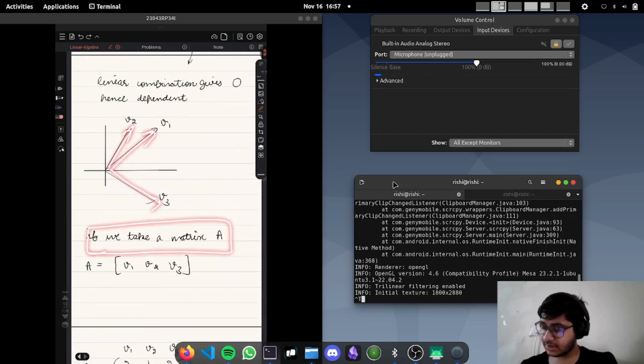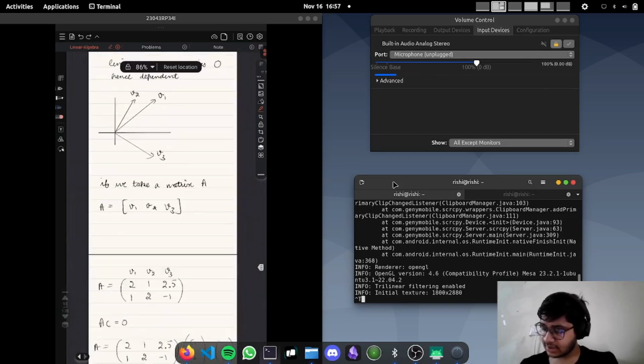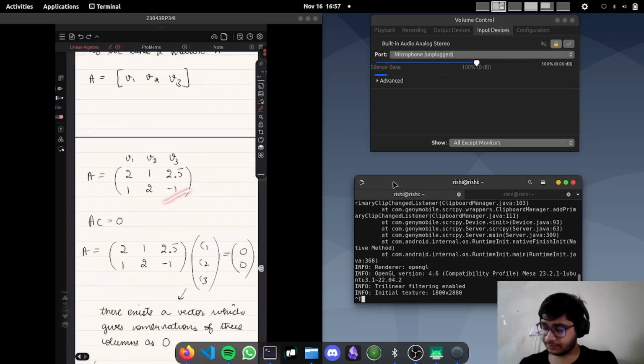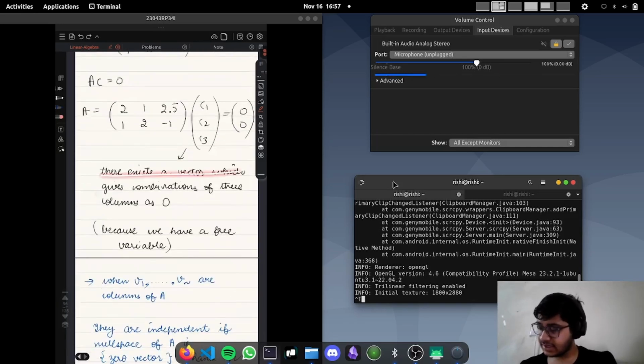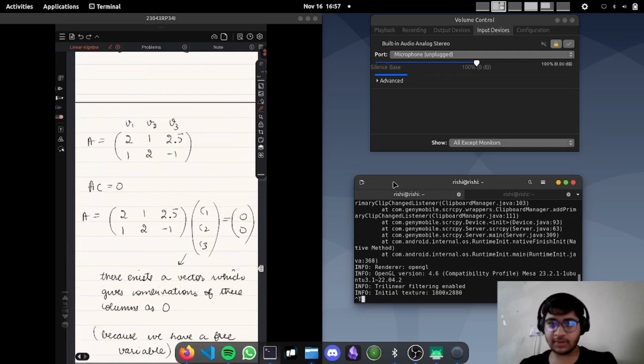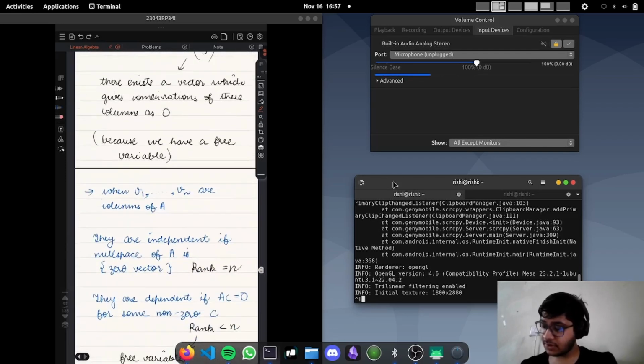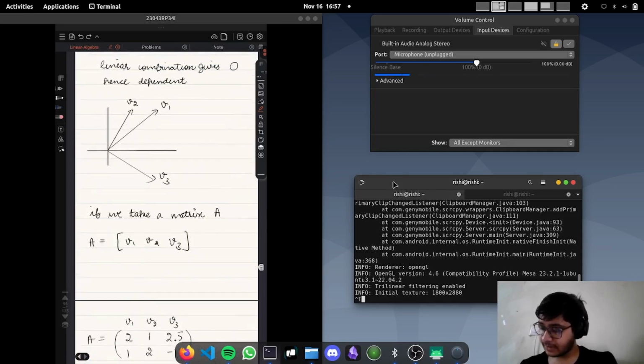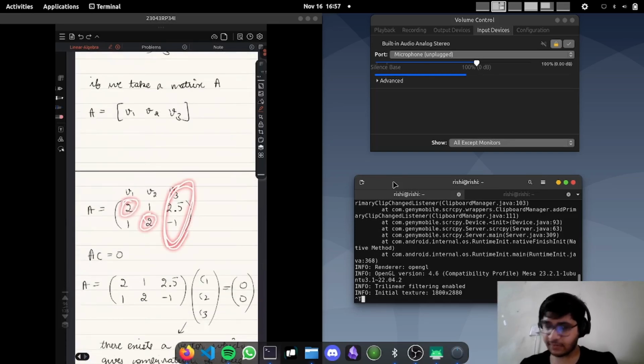We take a matrix. This is the matrix, and let's assume values for v1, v2, and v3. They are 2-dimensional columns, essentially. Let's assume this is true, and Ac is 0, let's say. So for some vector c, let's say it is 0 for once. There exists a vector which gives combinations of these columns as 0. How do we know that? Because we have a free variable. Okay, so this is interesting. We have a free variable in this matrix. When we do elimination, we will have a free variable here, or a free column here, which will result in a null space, essentially, a building of a null space.